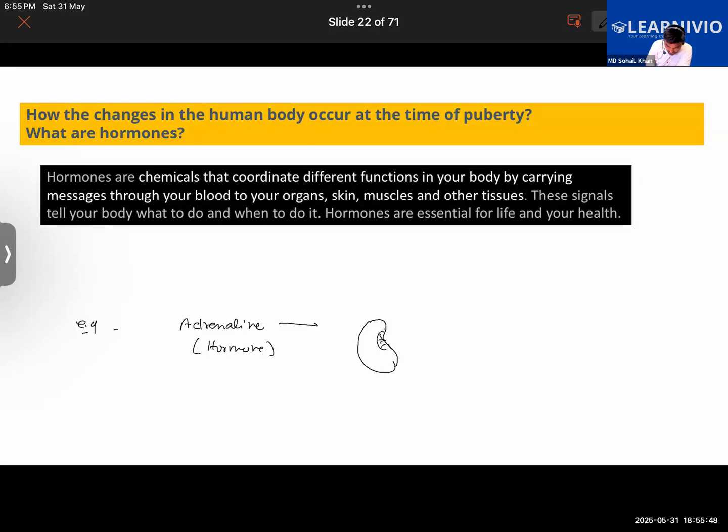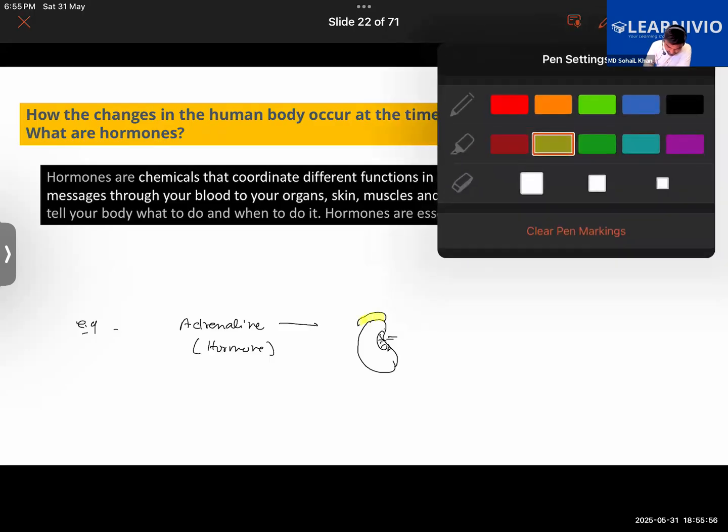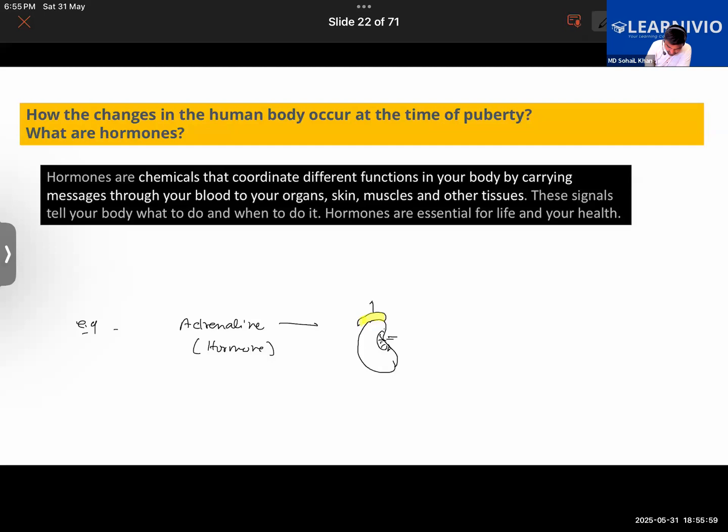Okay. So there is a gland present over the kidney, like this, and that we call the adrenal gland. What do we call them? Adrenal gland. Now the adrenal gland secretes a hormone called adrenaline. But now the question is, who gave the message to the adrenal gland to secrete adrenaline?